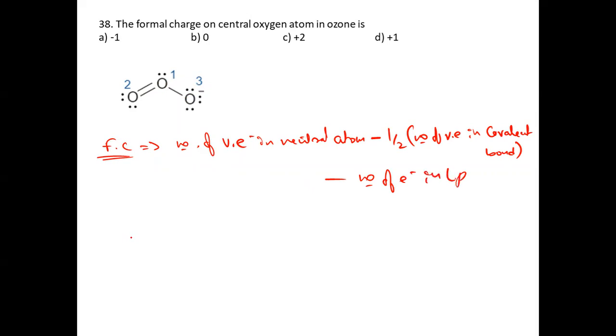If you consider the central oxygen atom, the number of valence electrons in a neutral oxygen atom is 6, minus half into the number of electrons in covalent bonds. Covalent bond means how many electrons are involved in the bonds. There are 3 bonds with respect to the central oxygen atom, so 3 bonds is equivalent to 6 electrons, half into 6, minus the number of electrons in lone pairs. We have only one lone pair on the central oxygen atom, so the number of electrons will be 2. So 6 minus half into 6 means 3, then 3 minus 2. 6 minus 3 minus 2 is equal to plus 1, which is the formal charge on the central oxygen atom. That is option D.